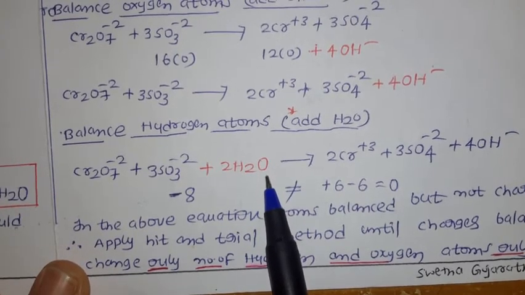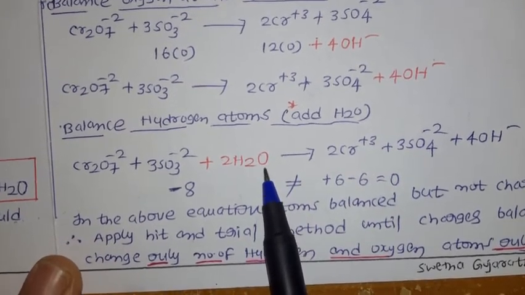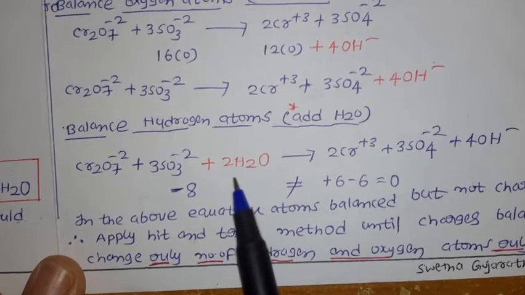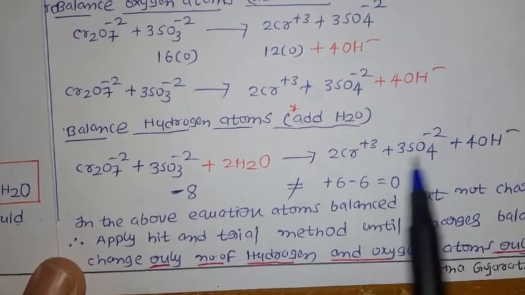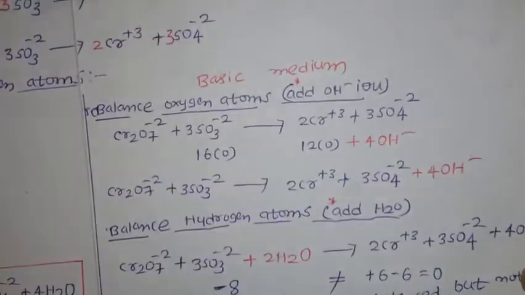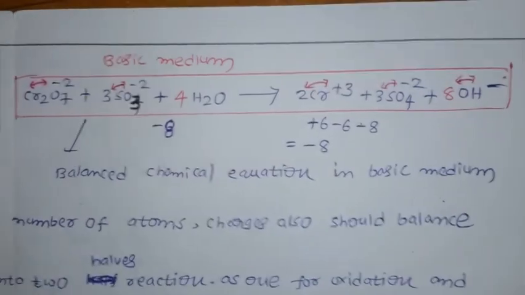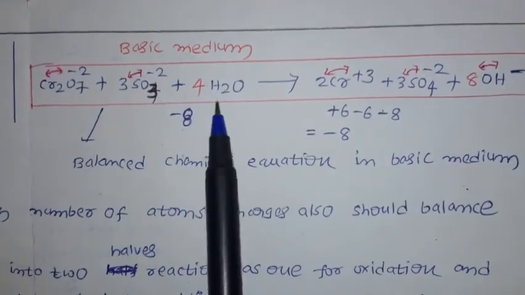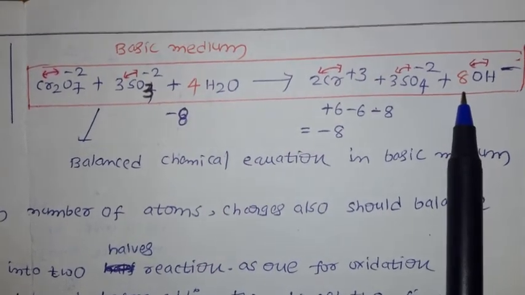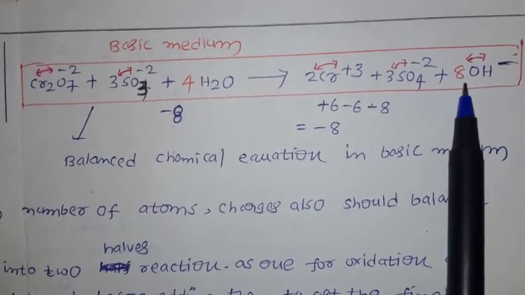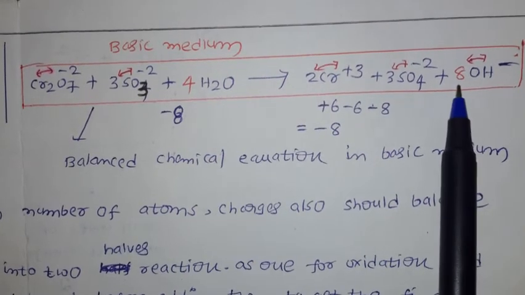That is called the hit and trial method. While doing the hit and trial method, you have to change only the coefficient of H2O and OH minus. You should not touch any other coefficient. Once you have gone through the hit and trial method, you get the final equation in basic medium. If it is 4 here and 8 here, then you are going to get the balanced equation along with the charges.